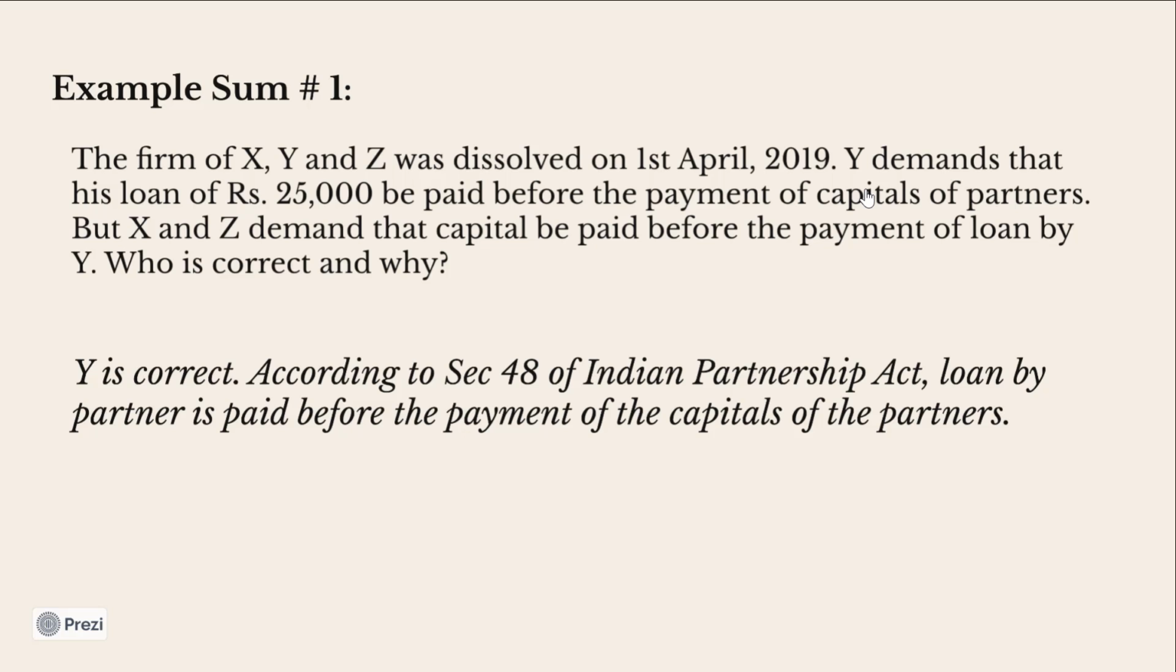Now if we look here, Y has advanced a loan of rupees 25,000 to the firm and wants to be repaid before the partners' capital balances are repaid. So as per Section 48, settlement of accounts, the loan of the partner should be repaid before repaying capital balances. So Y is correct, and according to Section 48 of the Indian Partnership Act, Y's loan has to be paid before the payment of capitals of the partners.